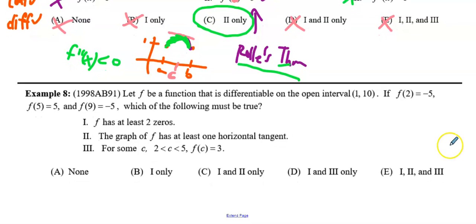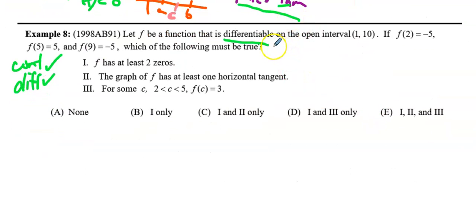We haven't talked about this one in a minute, but let's go ahead and talk about our good old friend IVT. This is a refresher on this one. It says let f be a function that is differentiable. So again, if it's differentiable, ladies and gentlemen, we automatically know it's continuous. So if it's differentiable, then we can automatically say it's continuous on the open interval from 1 to 10, which means that it's continuous on the closed interval of 1 to 10. Okay, so now that it's continuous and differentiable, we can now start graphing this thing.